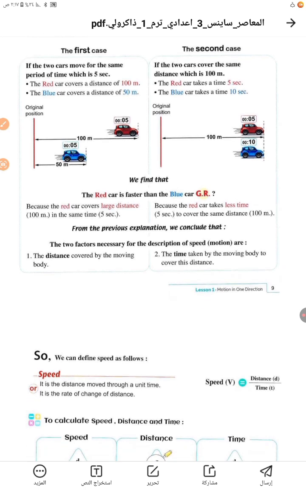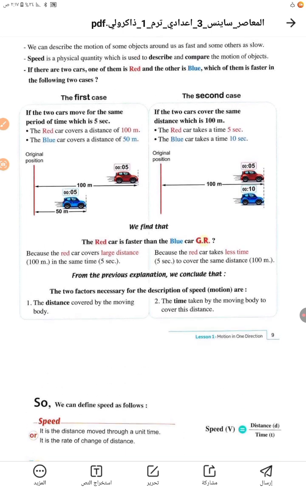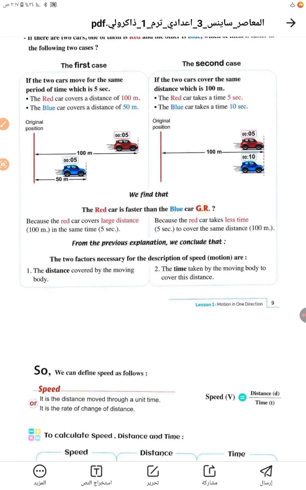هنبص عند ال original position. The two cars take the same time which is 5 seconds, but the red car takes a larger distance than the blue car in the first case. In the second case, the two cars take the same distance but different in time.